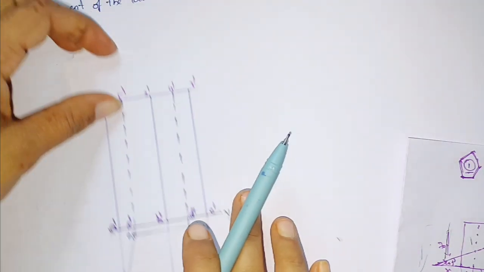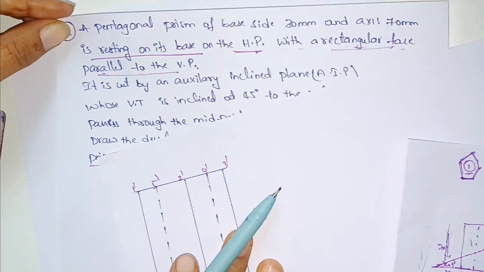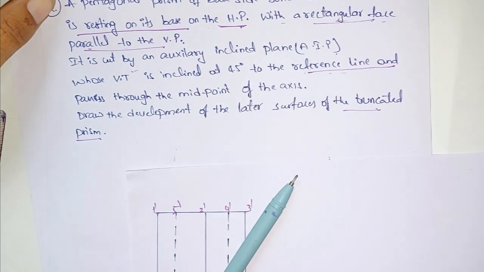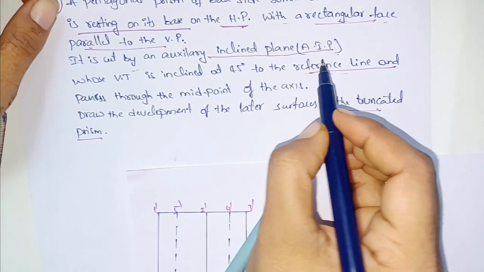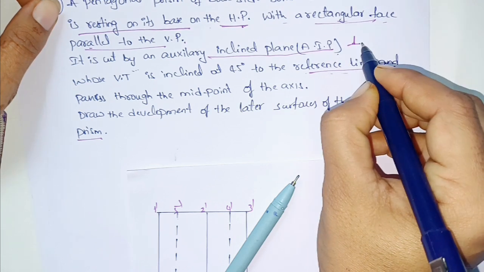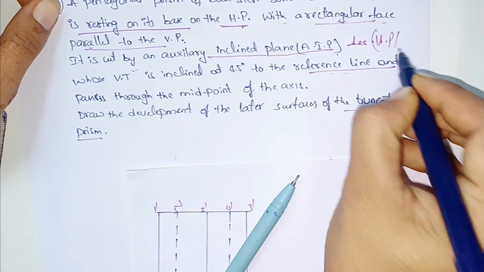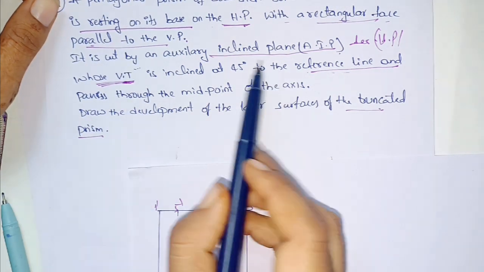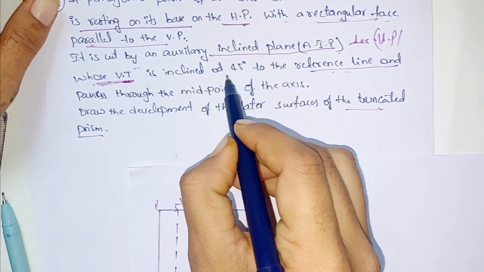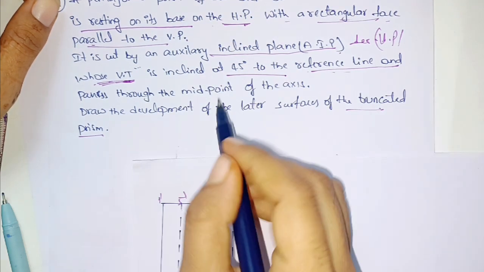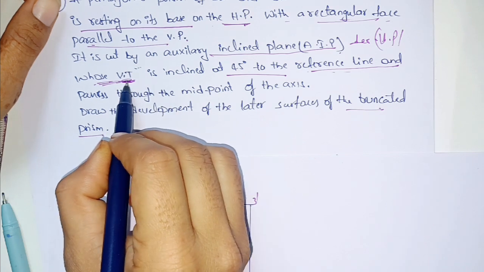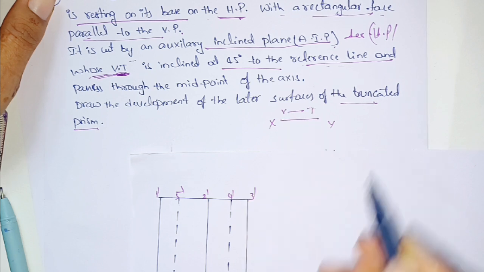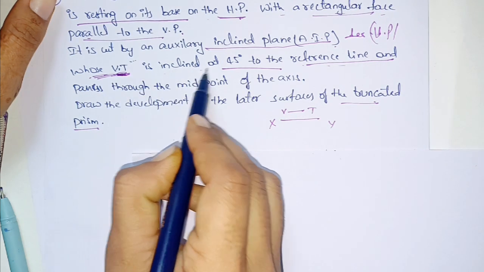Next we have to draw the cutting plane. It is cut by an auxiliary inclined plane, AIP. AIP means it is perpendicular to VP. Or in case whose VT, if you have to identify VT, means vertical trace, whose VT is inclined 45 degrees. VT means nothing but vertical trace. This vertical trace is on the reference line XY. Above side is VT, we have to project, and this VT is inclined at 45 degrees.